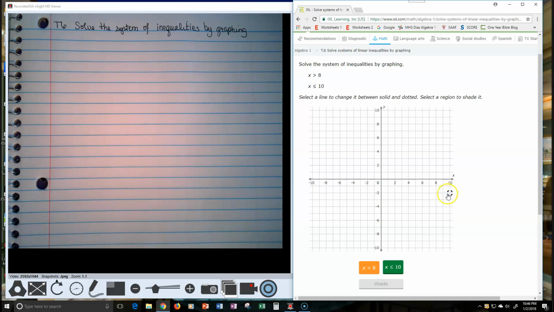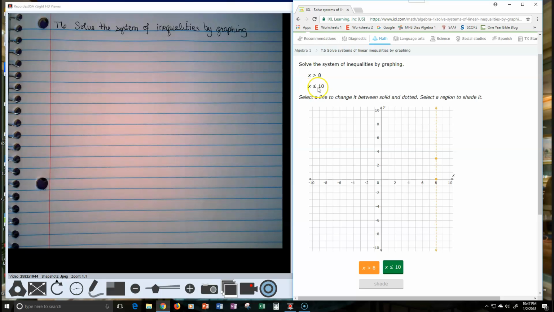Alright, so this time we've got x is greater than 8. Now this time our line is going to be dotted because we don't have an equal sign under here. So nothing on this line will satisfy this inequality.